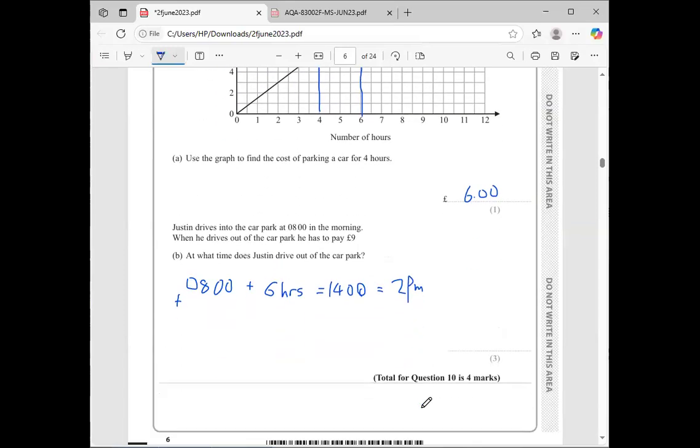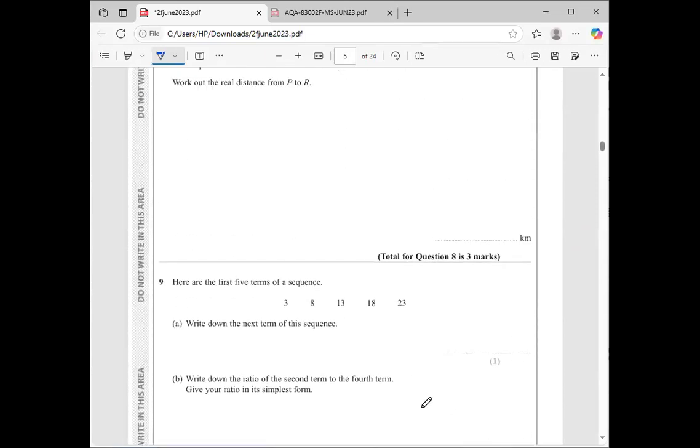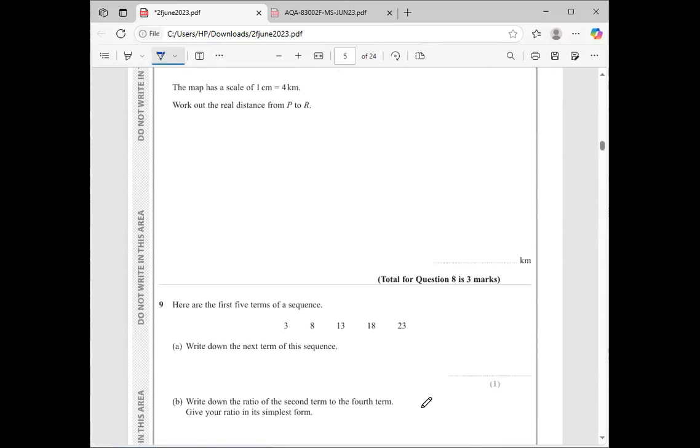Quite simple. I saw that paragraph and it looked like it was going to be more challenging. It says here are the first 5 terms of a sequence: 3, 8, 13, sorry. Okay, it looks like we're just adding 5. It says write down the next term of this sequence. So can you handle this one? It's an arithmetic progression, isn't it? Yes.